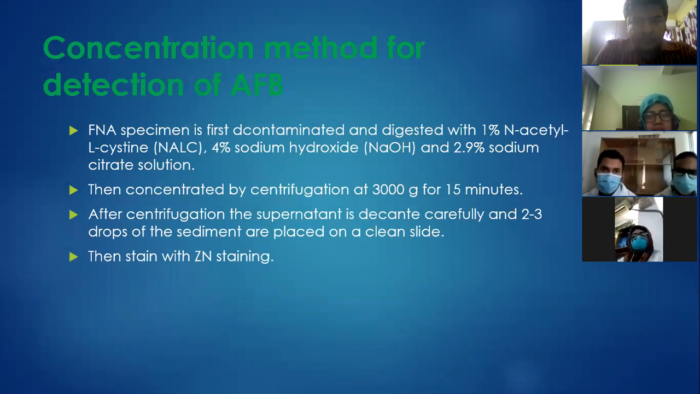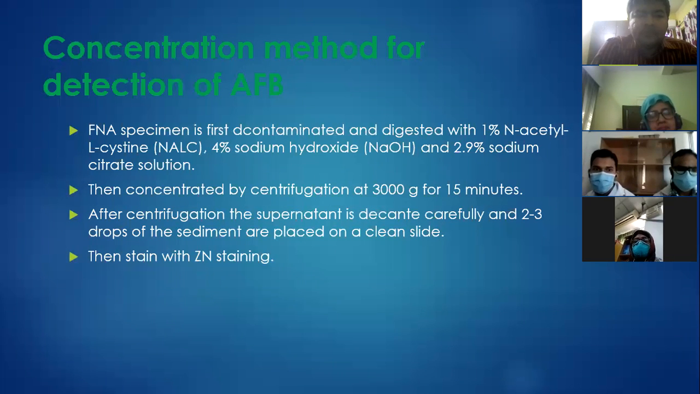Now about the concentration method for detection of AFB. At first, the FNA specimen is decontaminated and digested with 1% N-acetyl-L-cysteine, 4% sodium hydroxide and 2.9% sodium citrate solution. Then it is concentrated by centrifugation at 3000 g for 15 minutes. After centrifugation, the supernatant is decanted carefully and 2 to 3 drops of the sediment are placed on a clean slide, then stained with ZN staining.